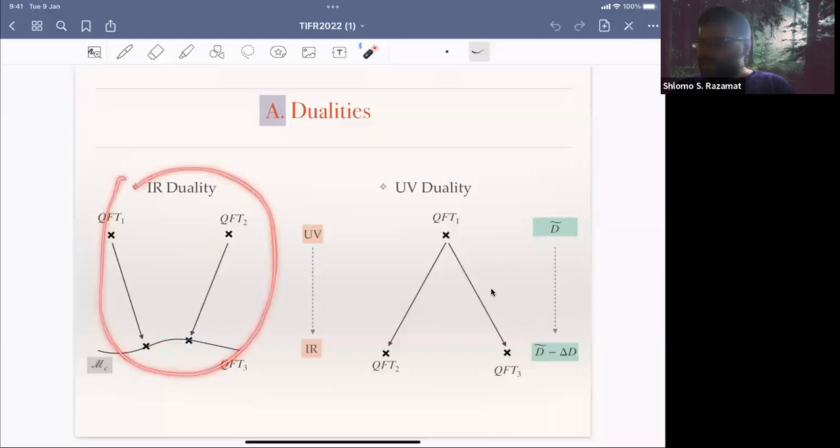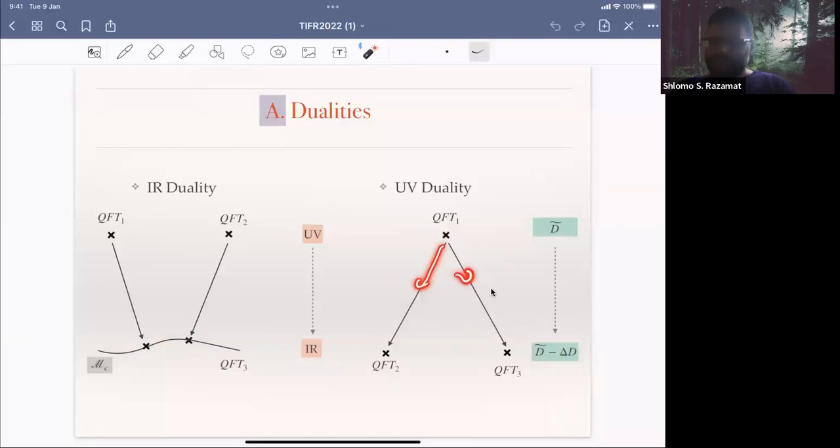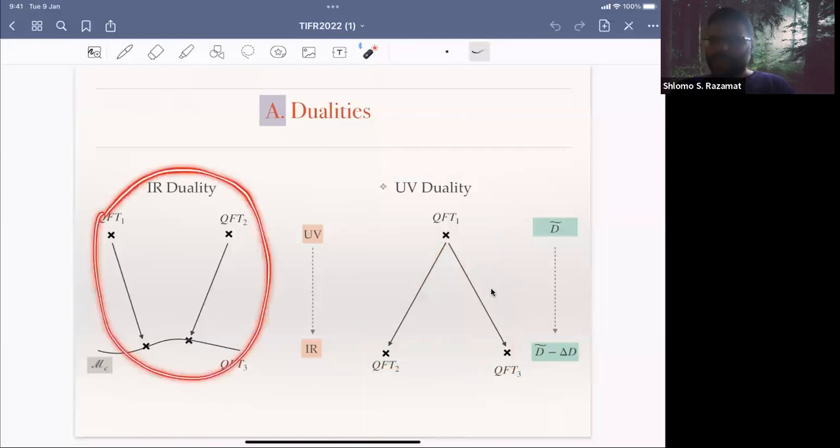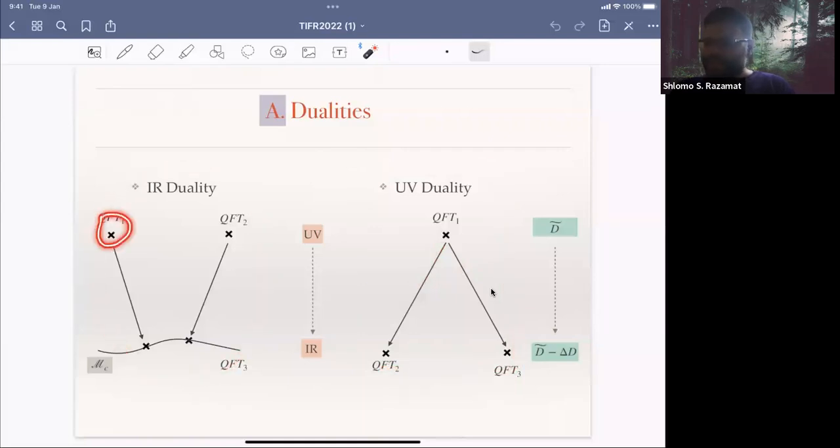infrared duality. Another basic notion is the notion of UV duality. In UV duality, you start from a single quantum field theory, and you deform it in two different ways and obtain two different quantum field theories in the infrared. Okay, this might sound like a silly notion. This is something that is hard to engineer. We don't really understand the physics behind infrared dualities.